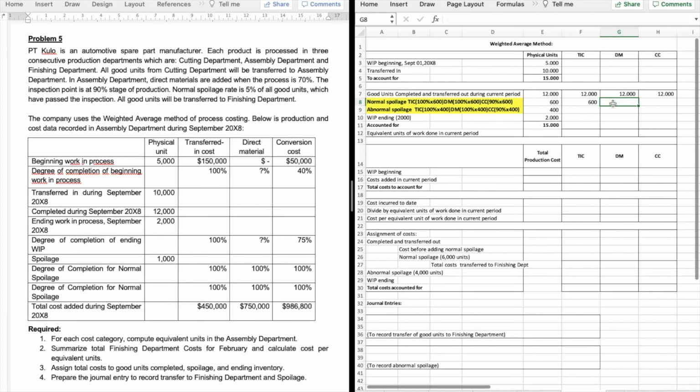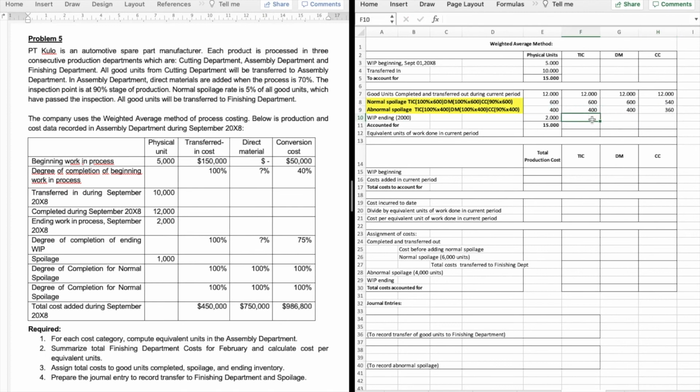Okay, so since the direct materials are already added, we can now calculate the spoilage here for 100% times the physical units. But for the conversion cost, since it is added evenly, the rate of the conversion cost will follow the inspection rate, that is 90% times the physical units. And the same rules apply to the abnormal spoilage. In the transferred in cost, we will have 100% and direct materials also 100%, but in the conversion cost, it will only be 90%.